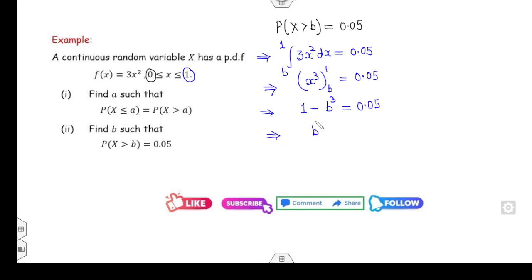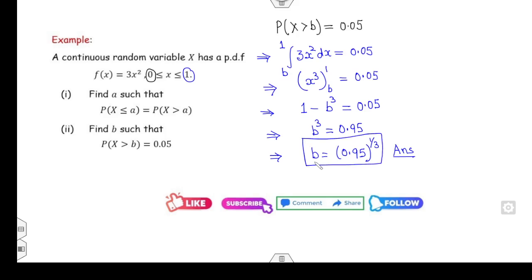Now you can simplify. B cube will be 0.95. Hence b will be 0.95 raised to the power 1 over 3. If you have a calculator, you can find its value. Otherwise, you can skip it as such. There is no issue with that.